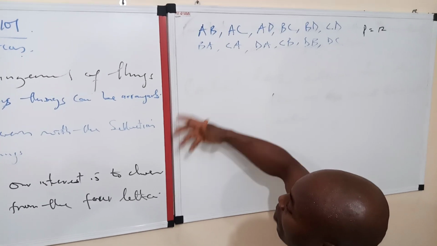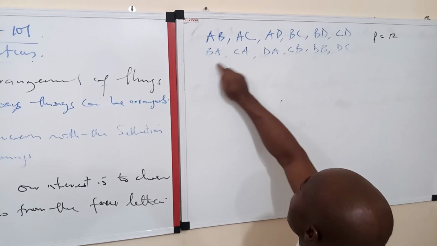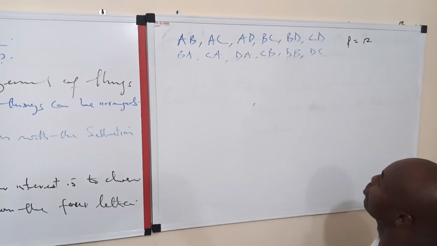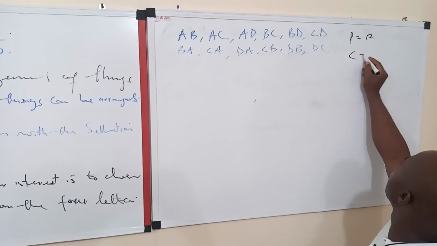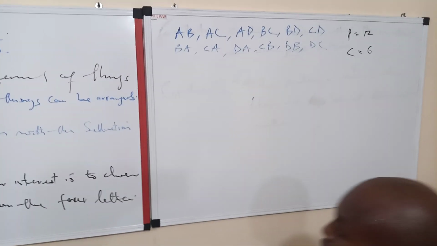And we said for combination, our interest is to select. So the selection here is the same, the selection here is also the same, and the same all through. So you can see that for combination, we have 6.